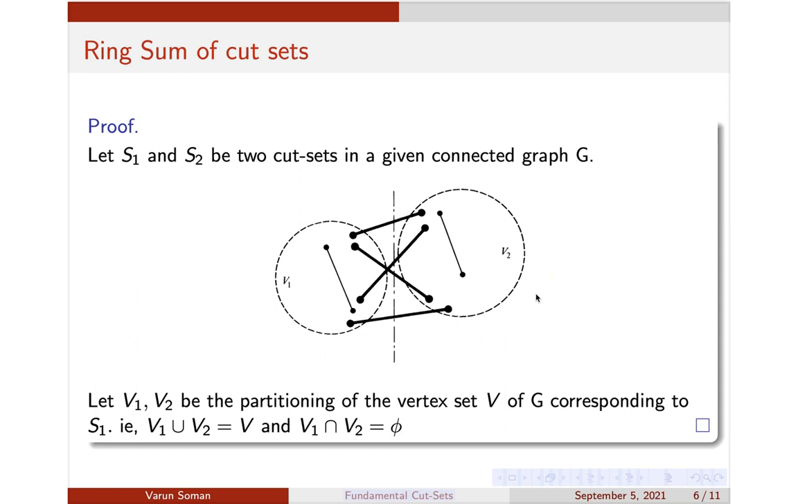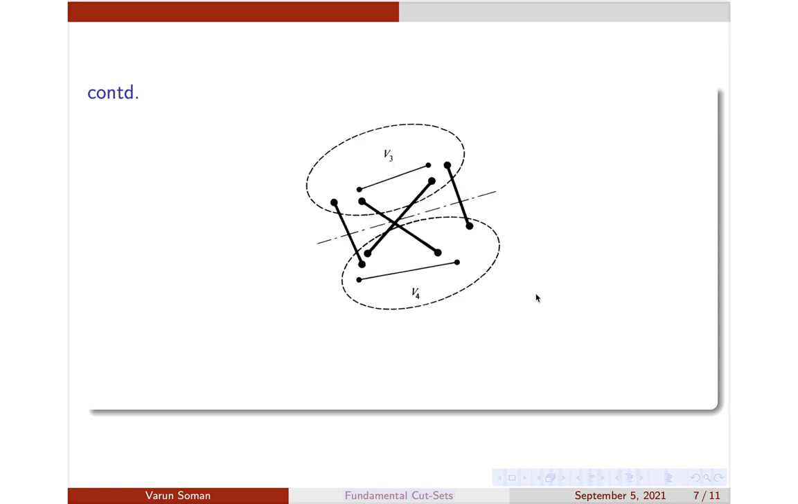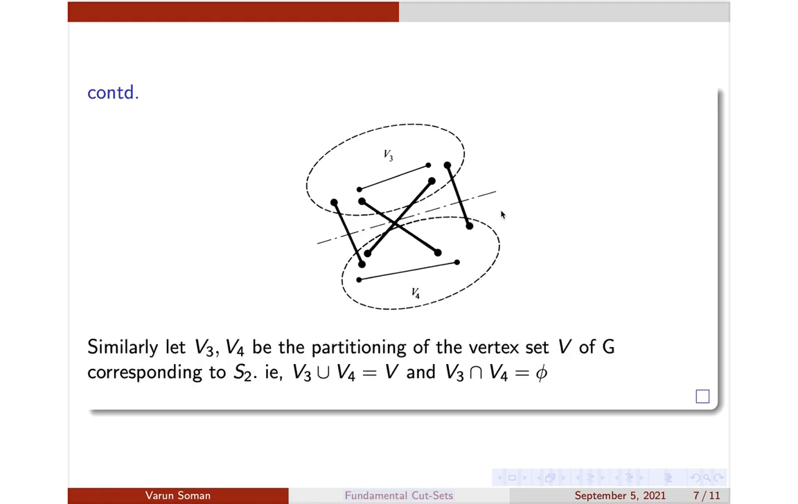And similarly, next what I'll do is that for S2, I'll cut it horizontally. So this is my S2 here. And similarly, there will be two different partitions produced now, that is your V3 and V4. And the same properties as before, V3 union V4 will be your V and V3 intersection V4 will be empty. Okay, so that is the idea.